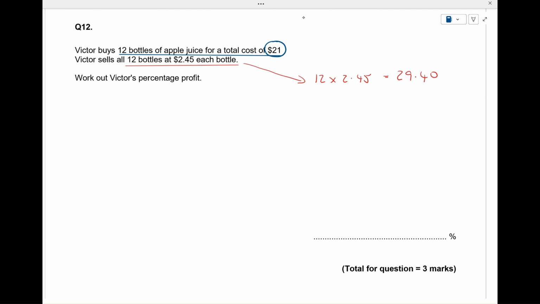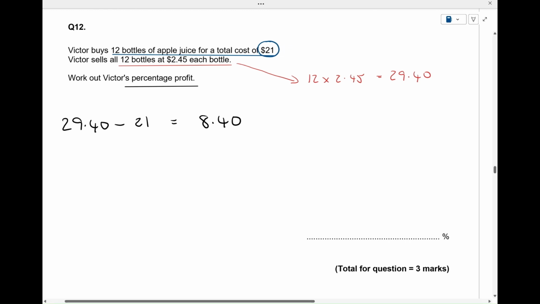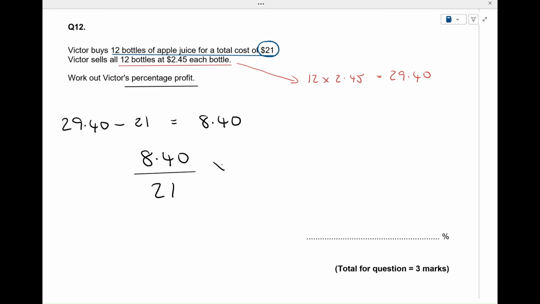Work out Victor's percentage profit. So I need to work out the profit first. So how much profit did he make? 29.40 minus 21. So he made $8.40 profit. And to work out the percentage profit, I go profit over the original, over what he originally spent, times 100. 8.4 divided by 21 equals, times by 100 equals. His percentage profit is 40%.